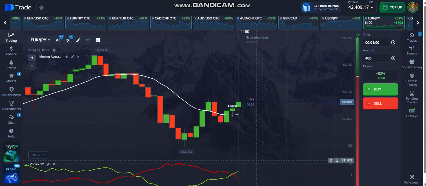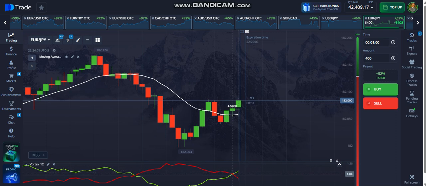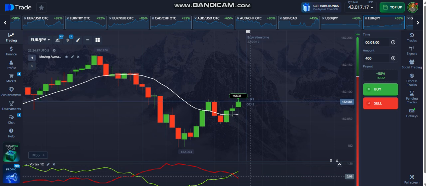Okay, so we have a push upwards. The green vortex line crosses the red line. And let's wait for the expiry. Okay, great. So we won that trade also.